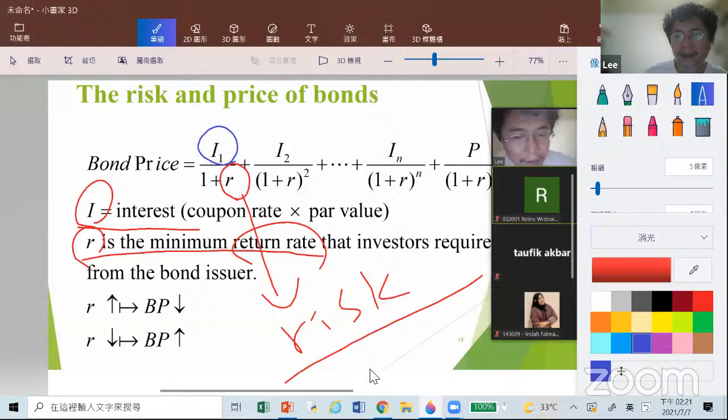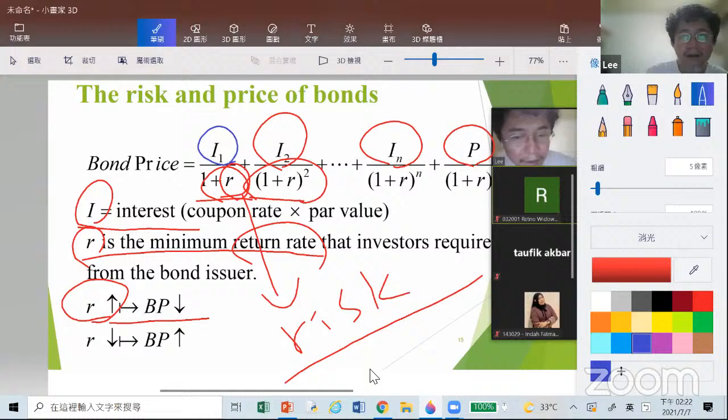So if I require a higher return rate, you will find the bond price will decline. Because the return rate is the discount rate, we put it in the denominator. So you can see here, this is the interest, and this is the principal. I just discount all the cash flows, and we can get the bond price.